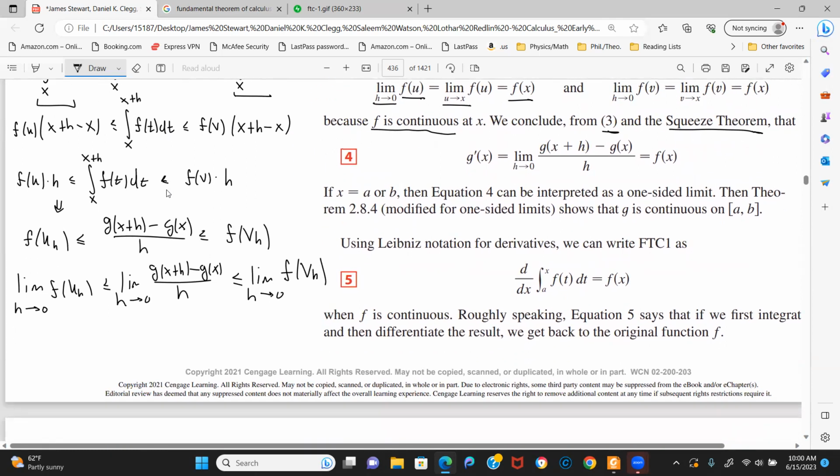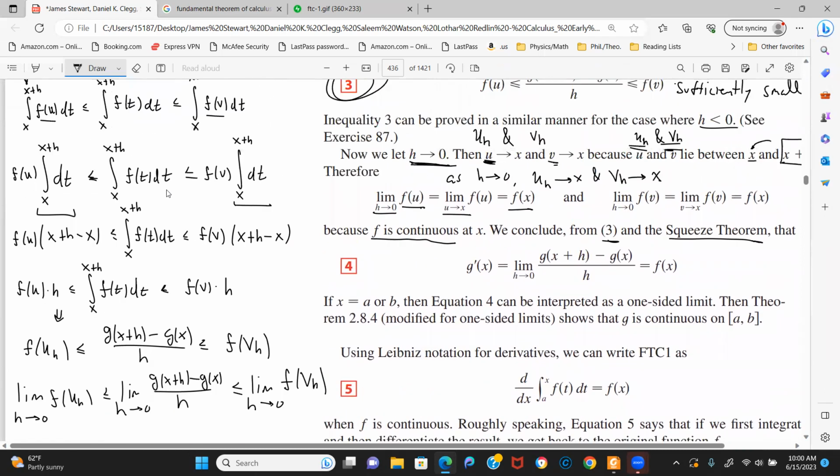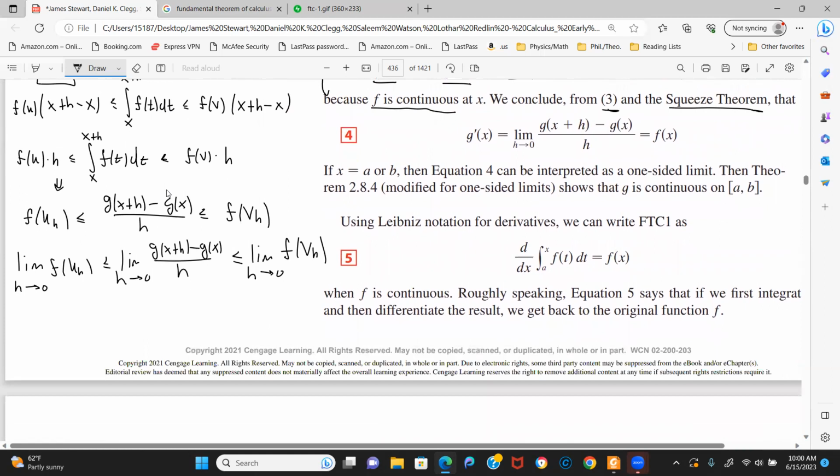All right, so now we know basically by this part right here, and these steps, that this limit right here actually just equals f of x, because as h goes to zero, u of h approaches x, and f is continuous, so it's the same thing as plugging x in. So now when we take this limit, this is by definition the derivative.